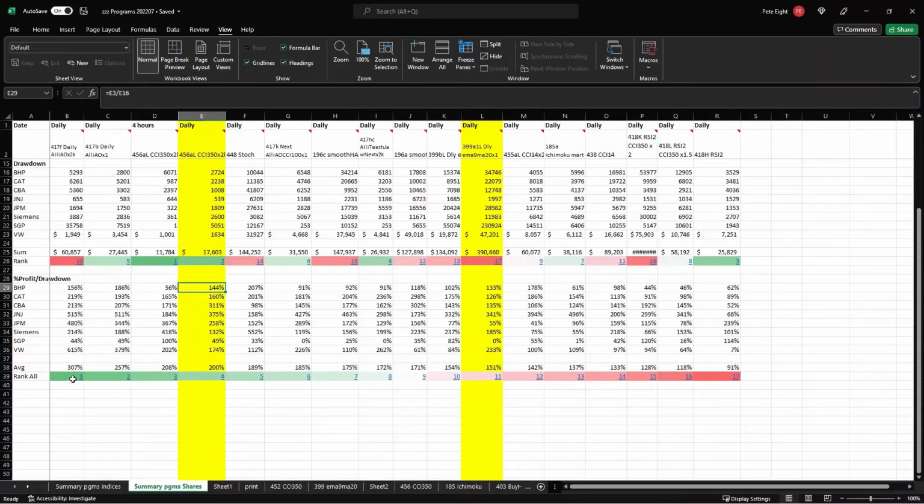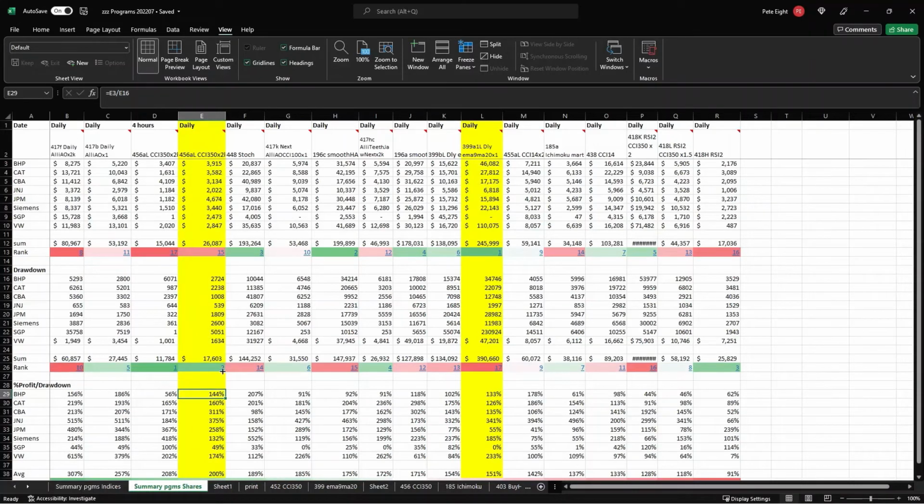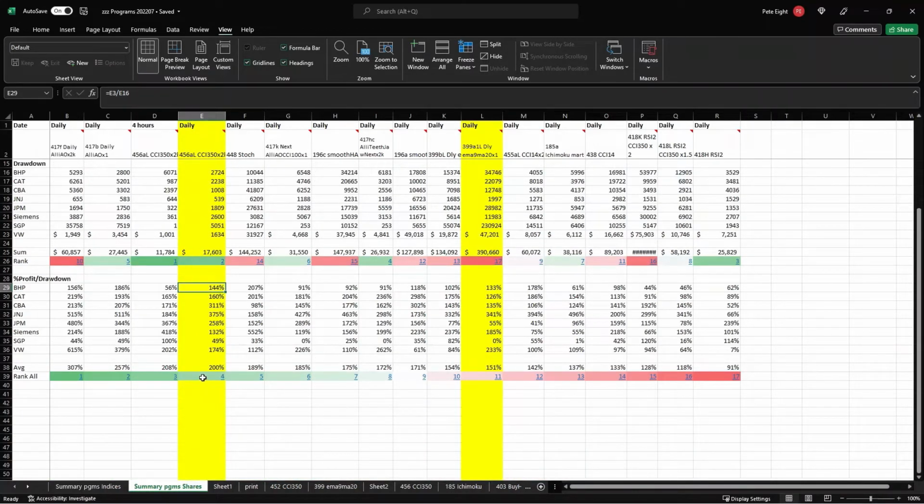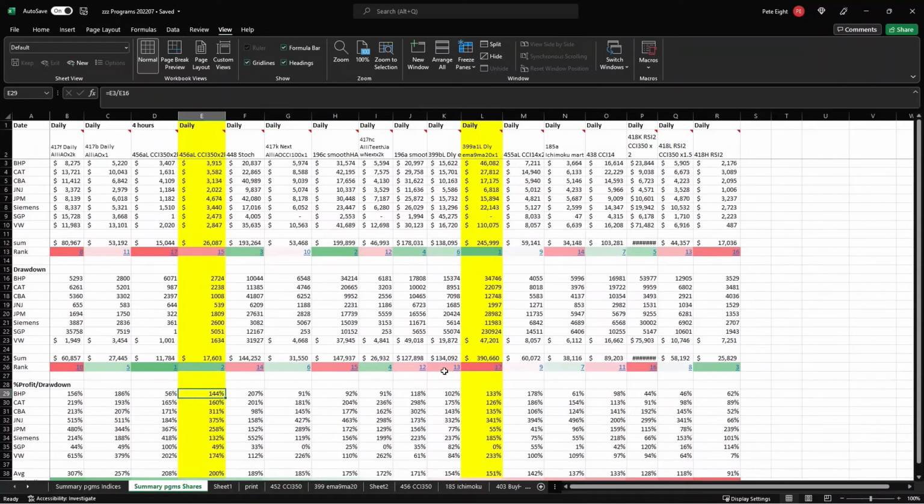Now you'll notice the ranking. The CCI350 ranked 4th in all the strategies I've tested so far, and the EMA9 MA20 strategy ranked 11th in percentage profit over drawdown. But I want you to notice one thing, and that's why I'm demonstrating this table. I know it's a bit busy, but I want you to understand this. The EMA9 MA20 strategy, in terms of profitability, ranked 1st.